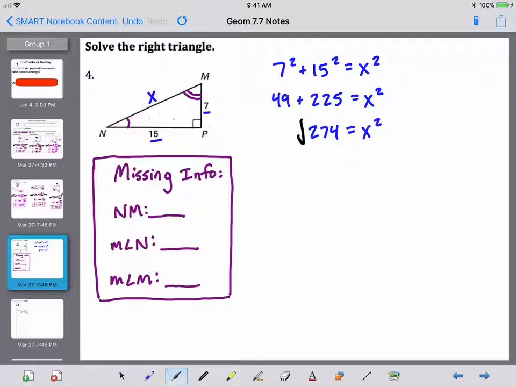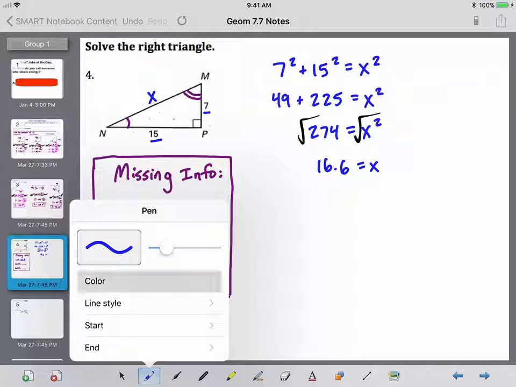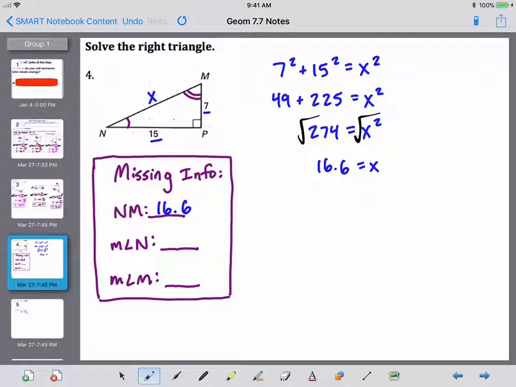And to get x by itself, we're going to take the square root of both sides. So we end up with about 16.6 for that hypotenuse's length. So we've found the length of NM. All right, and now we're going to use that inverse trig to find either of these angles. I'm going to find angle N.